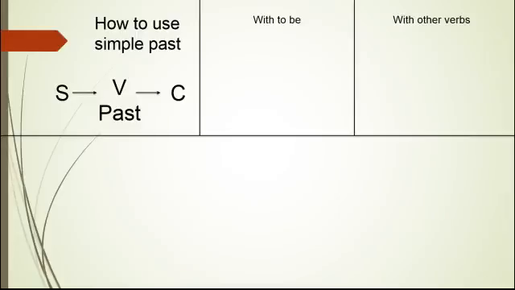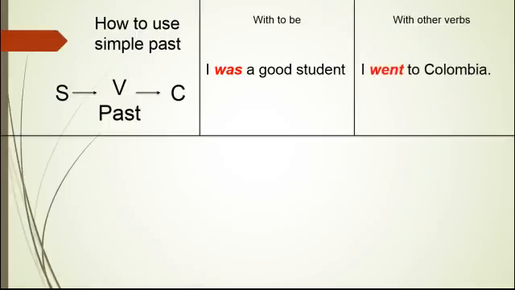Now, when you work with the verb to be, you have, as an example, I was a good student. You use the past form of the verb to be. Al trabajar con el verbo to be, vamos a utilizar su forma pasada, la cual veremos más adelante. And number two, using other verbs. For example, I went to Colombia. Al trabajar la segunda forma con otros verbos, debemos tener en cuenta las reglas y los grupos de verbos, porque podemos tener verbos regulares o irregulares.